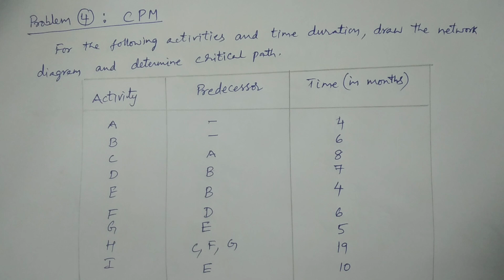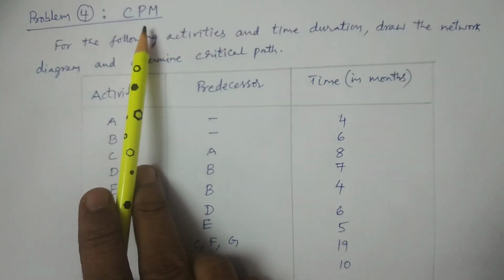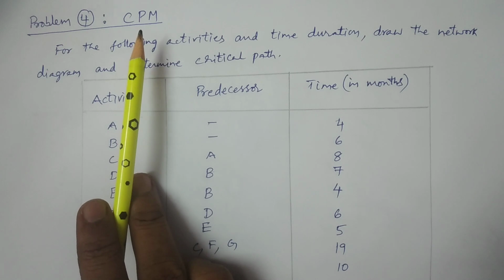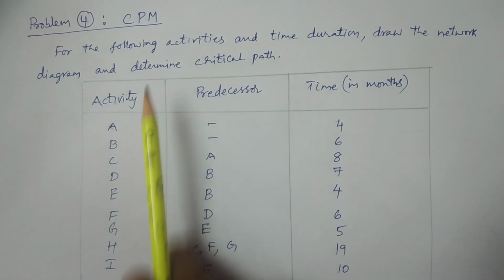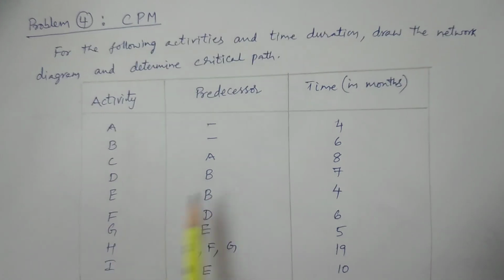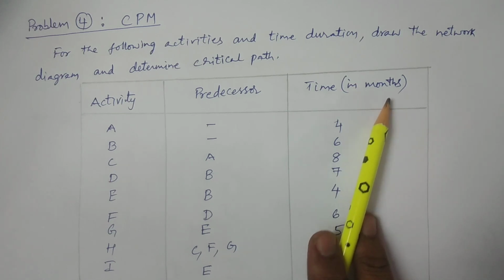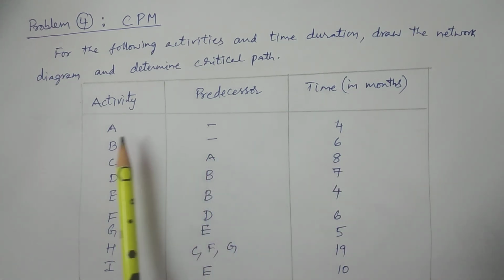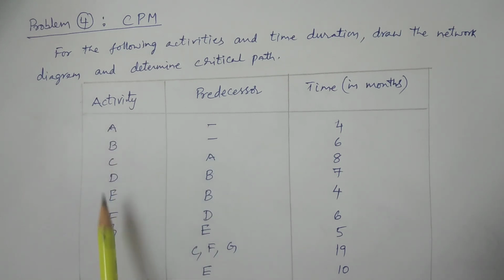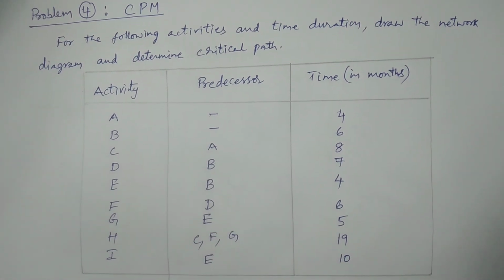In this lesson, I explain one more problem in critical path method, CPM. This is problem number 4. The activities are given here, and the time duration in months is specified. The predecessor activities to these activities are also specified here. You have to construct the network diagram and the critical path, and by using this, calculate the minimum duration of completion of the project. All these points we have to calculate.